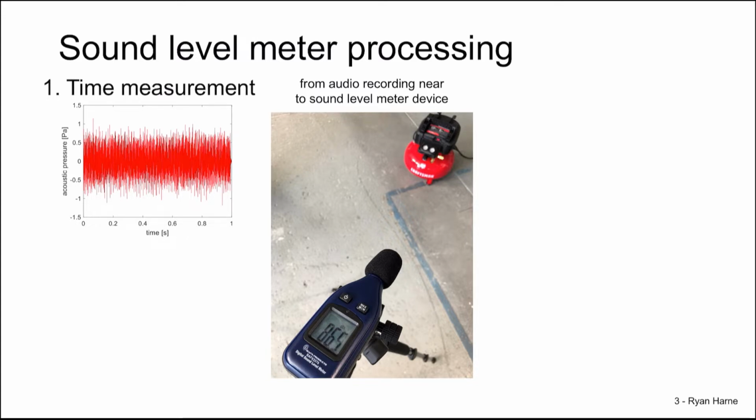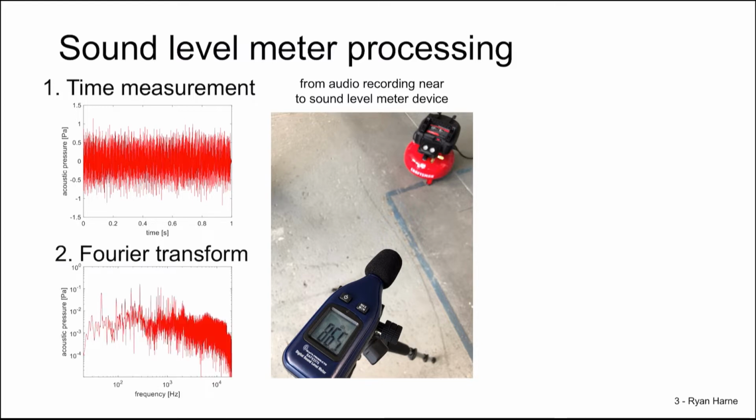The data that's shown here is taken from a microphone that's sitting right next to the sound level meter, but out of the photograph frame. Once in the time domain, we convert that acoustic pressure to the frequency domain through a Fourier transform. So our y-axis is acoustic pressure amplitude, and frequency domain is our x-axis in logarithmic scale.